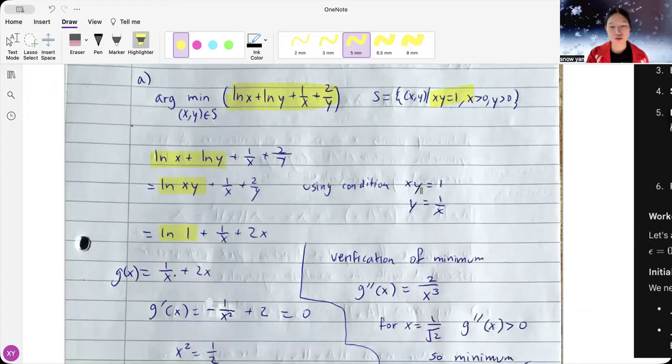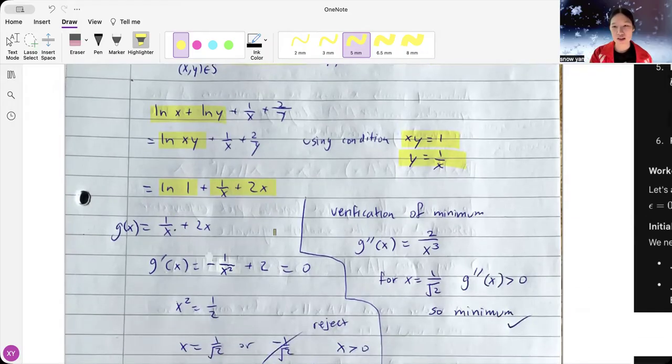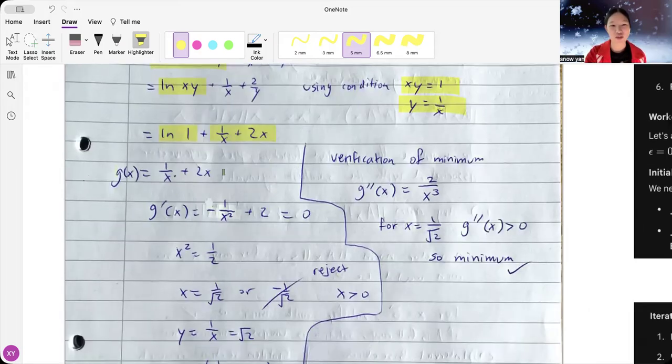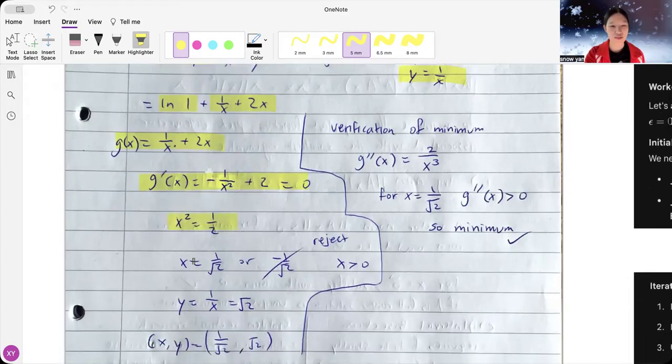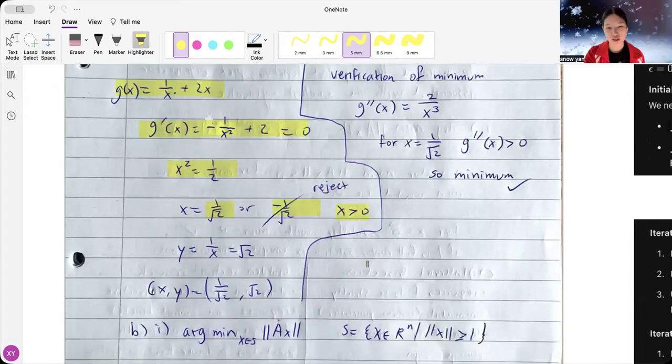And then I can also use the same condition, and just say that y is equal to 1 over x. So hence I would just have 1 over x plus 2x, so that I'm left with a very easy equation that I can manipulate. So I just have g of x is equal to this thing over here. And I can take g prime of x to be equal to 0 for some minimum, and I find that x squared is equal to 1 half. So x is either equal to positive or negative of 1 over square root 2. And I reject the negative one because I know x is greater than 0, as the condition says.